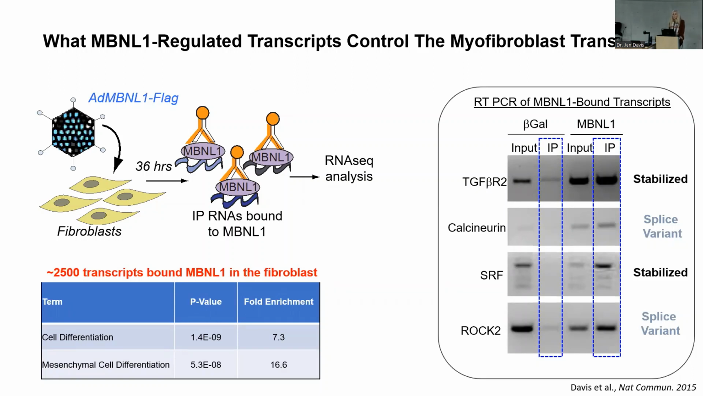And when we did further analysis of this, we found that muscleblind was stabilizing TGF-beta receptor 2 and SRF, and then alternatively splicing calcineurin and ROCK2 to create a constitutively active variant. And so basically what was happening is we were getting a gain in function of all of these different pathways.